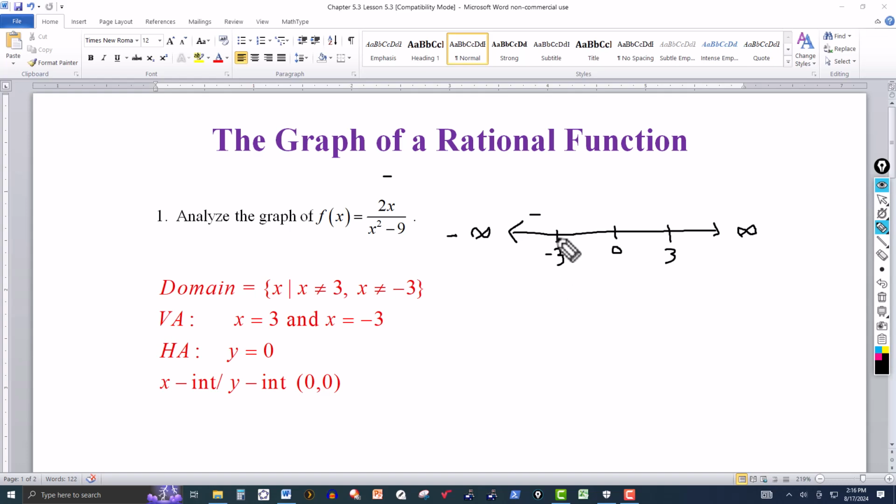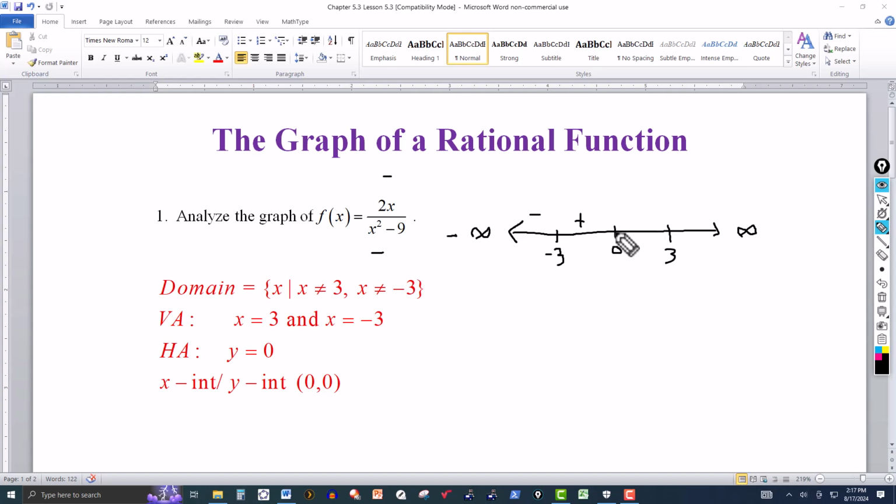What happens between negative 3 and 0? Well, let's pick negative 1. This will be negative, and then this will be a negative. So negative divided by negative, here I get a positive. So the graph is above the x-axis. Now what happens between 0 and 3?